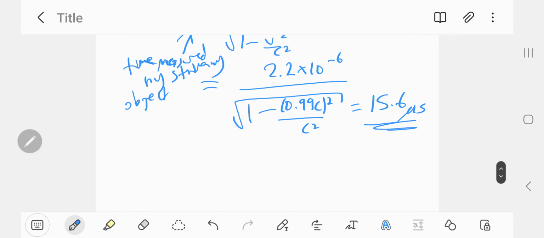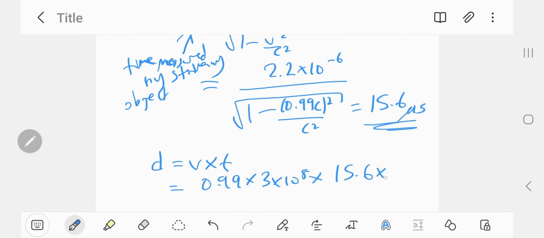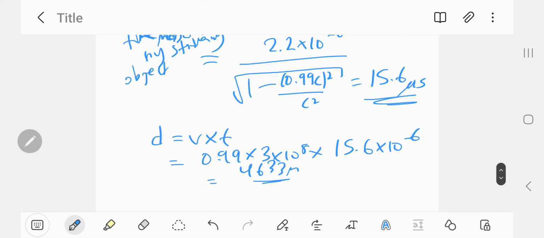And also the distance. Suppose we need to work out the distance traveled by the muon as measured by an observer on the Earth, the scientist that's looking on. As before, D equals V times T. V is 0.99, once again, times the speed of light, times the time, which in this case is 15.6 microseconds, times 10 to the minus 6, and you get 4,633 meters.